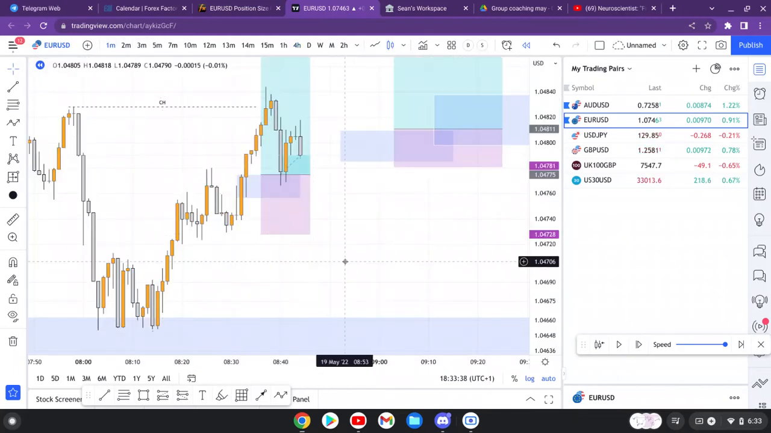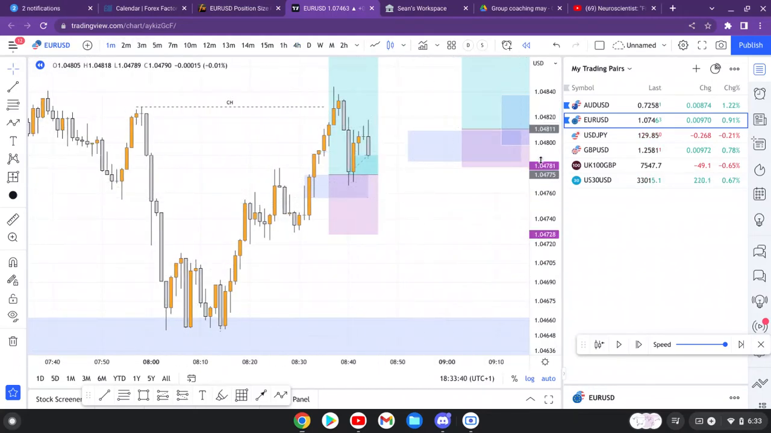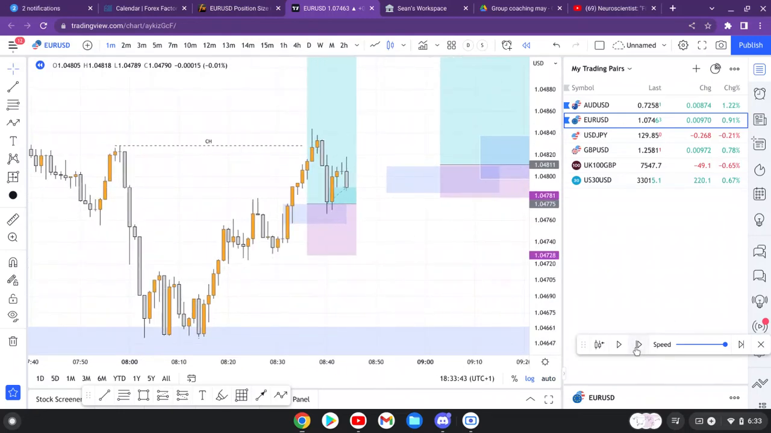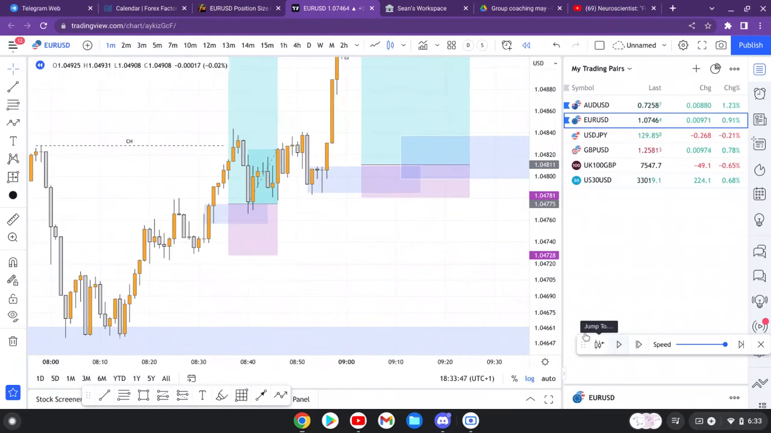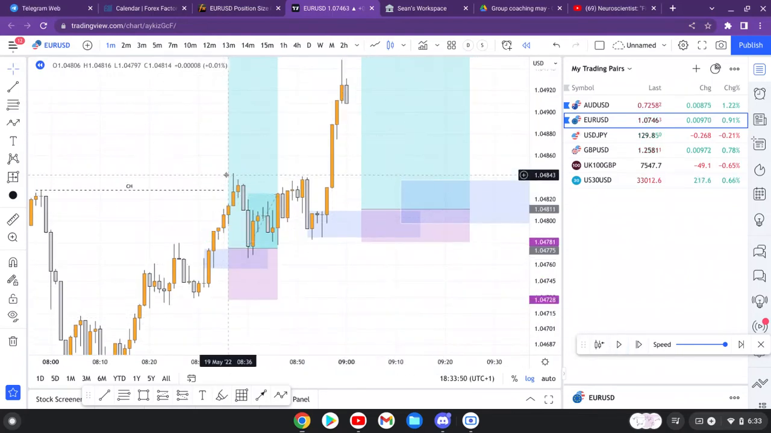Back to the 1 minute again. So we've been tagged into this order right here, and now we'll just play price. Okay, cool. So then we get a breaker structure here.